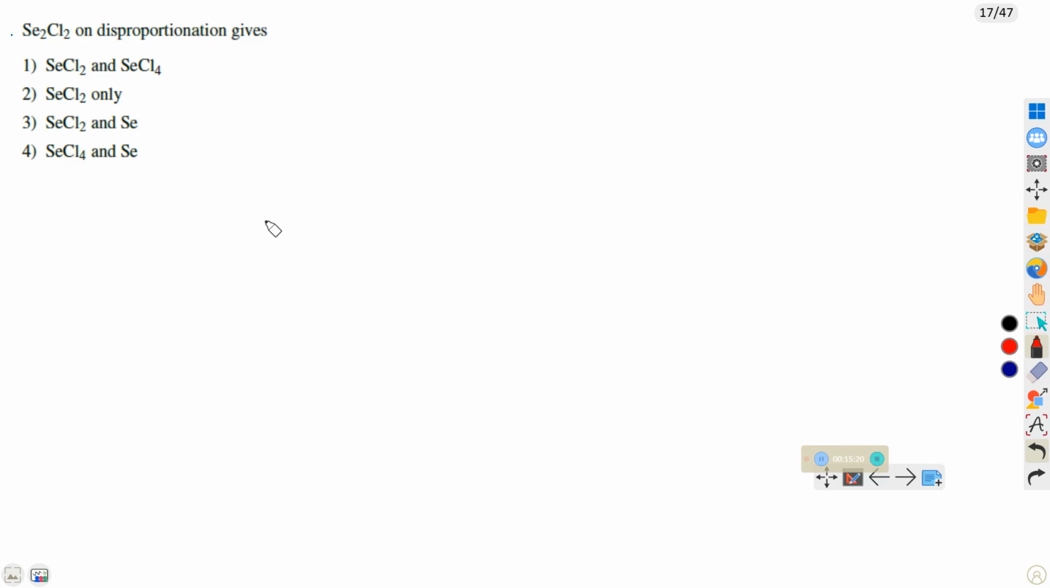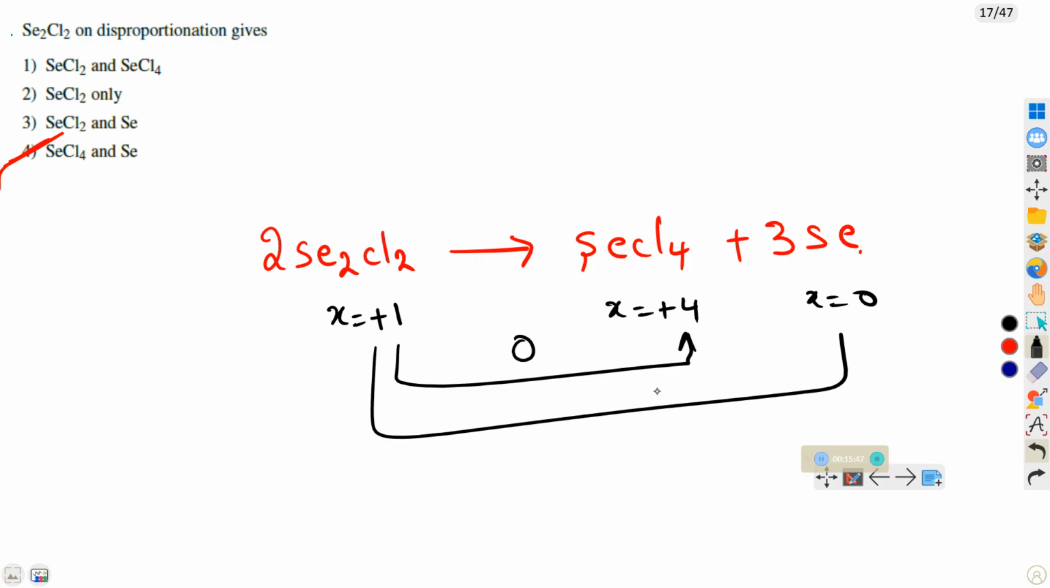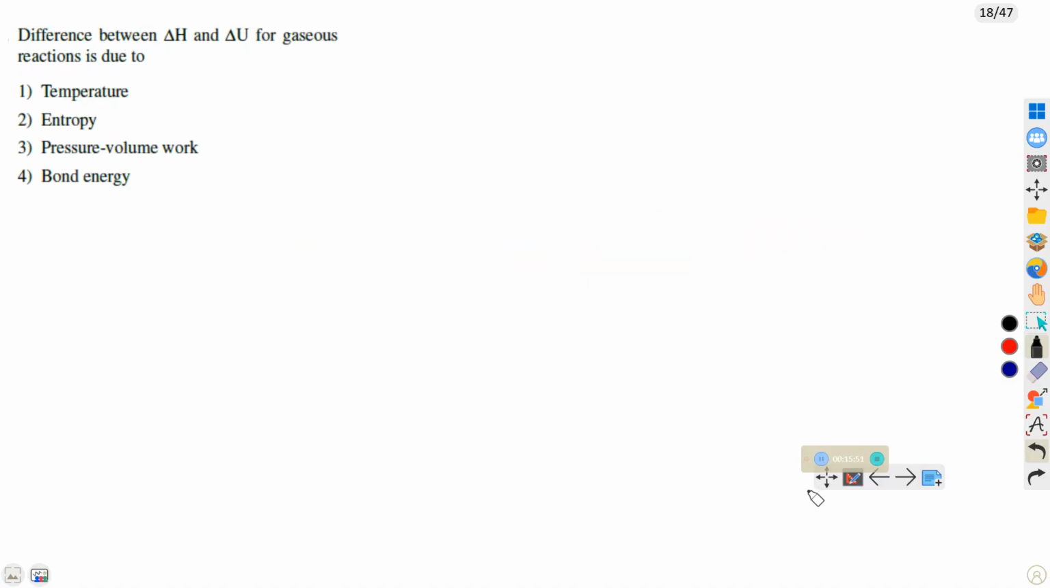Se2Cl2 on disproportionation: 2 moles of Se2Cl2 gives rise to SeCl4 plus 3 moles of Se. Fourth option. Calculate the oxidation state. In Se2Cl2, X is equal to plus 1. In SeCl4, X is equal to plus 4. In Se, X is equal to 0. The same element undergoes both oxidation as well as reduction. So this is considered as a disproportionation reaction.